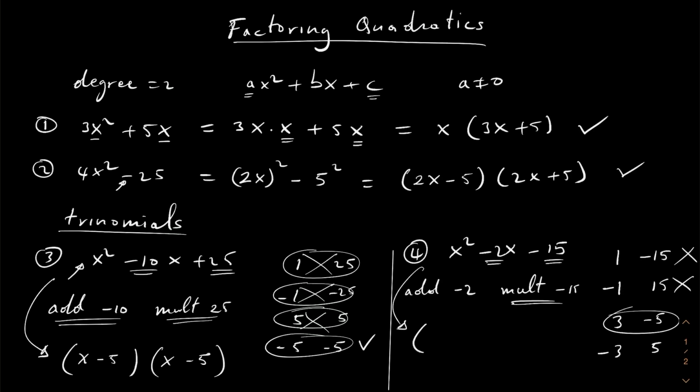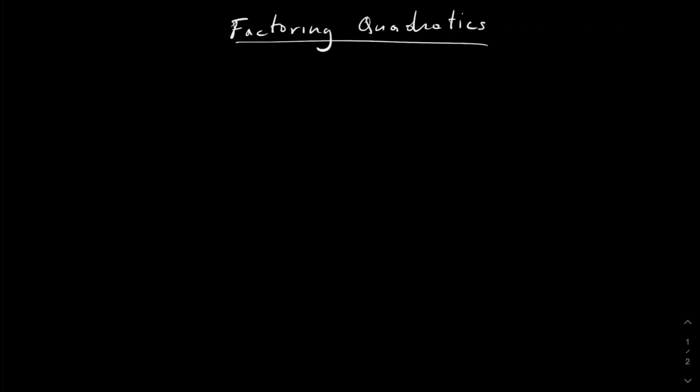And so our factored polynomial here is going to be x plus 3 and x minus 5. And we are done. All right. So the two examples that I just gave here are very straightforward because a is just 1. What happens if a is not 1? So let's look at this next example here.